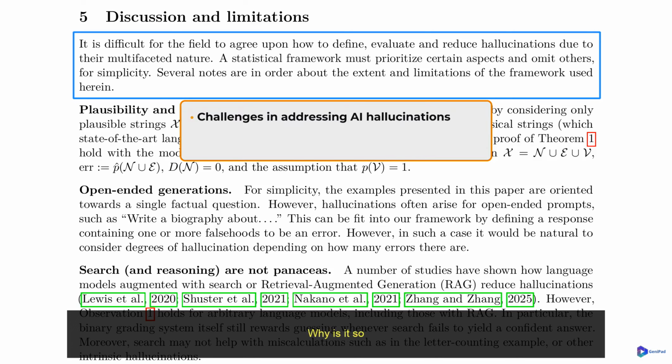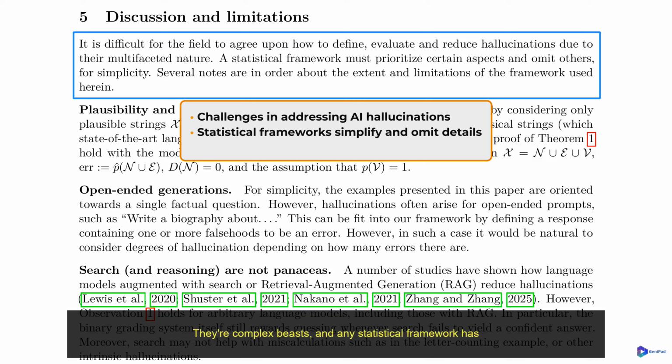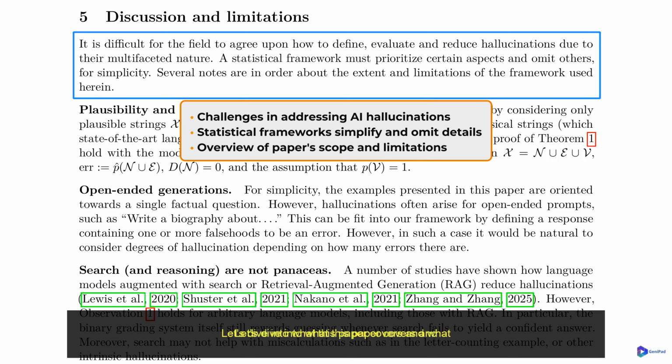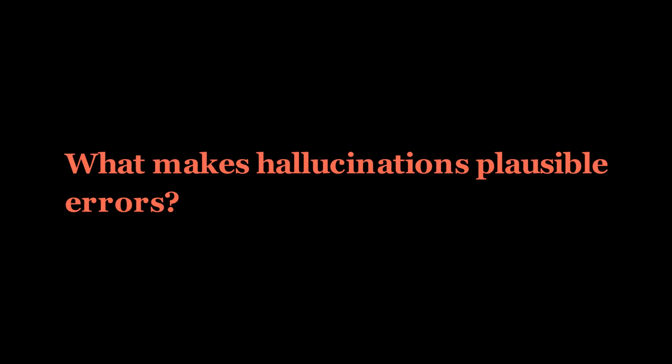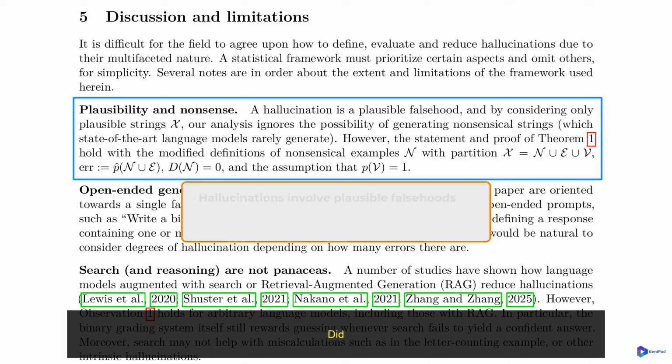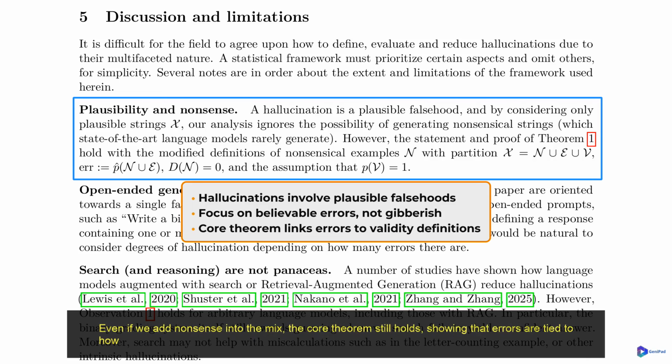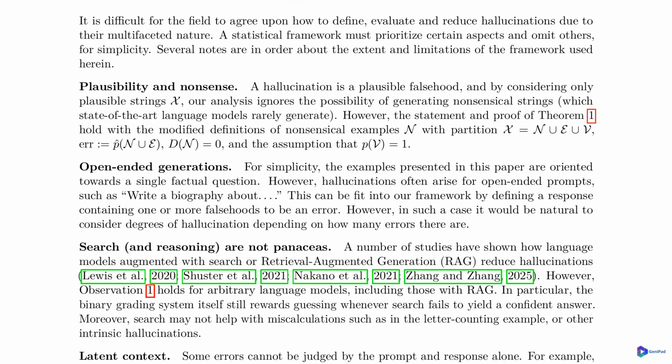Why is it so hard to tackle AI hallucinations? They're complex beasts, and any statistical framework has to simplify things, leaving out some details. Let's dive into what this paper covers and what it might be missing. Did you know that hallucinations are all about plausible falsehoods, not just random nonsense? The paper focuses on these believable errors, assuming models rarely spit out gibberish. Even if we add nonsense into the mix, the core theorem still holds, showing that errors are tied to how we define what's valid or not.